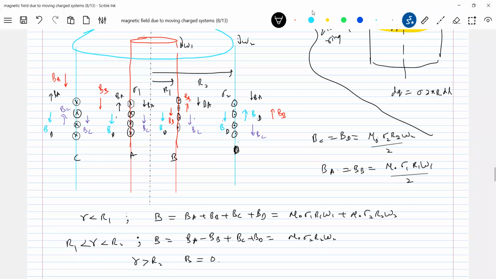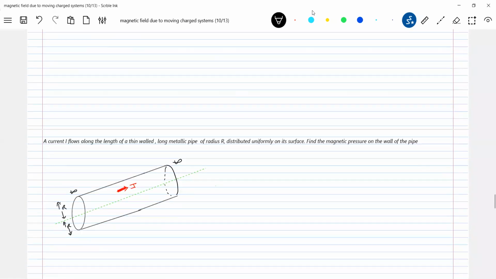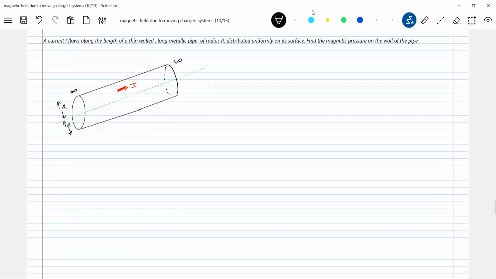What about the field density, energy density? We can take it out in different structures, like at different points, the field inside, we can manage, you know. Okay, now we'll go for the last one. Okay, next class we'll discuss. No, find the magnetic pressure on the wall of the pipe. Magnetic pressure.